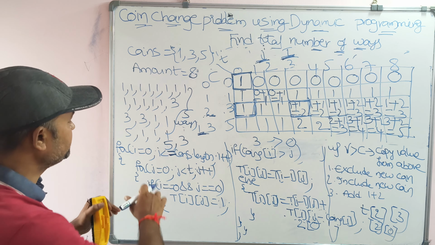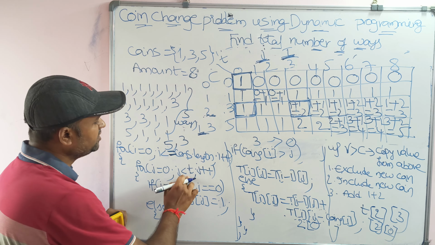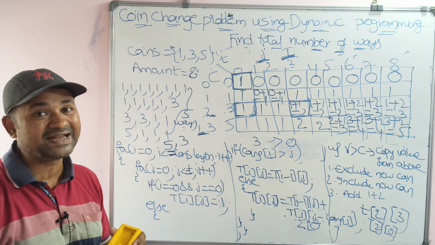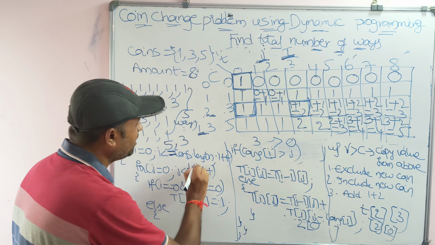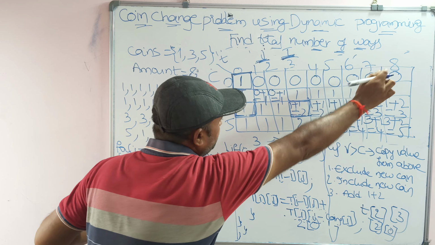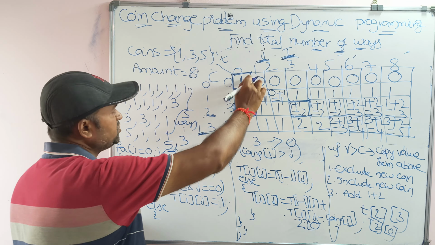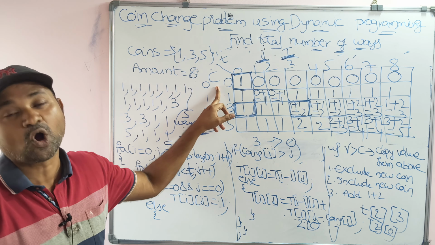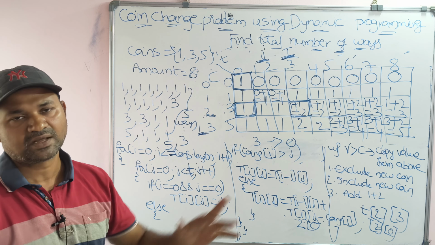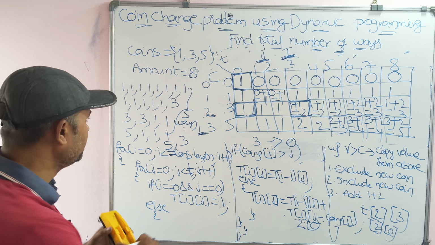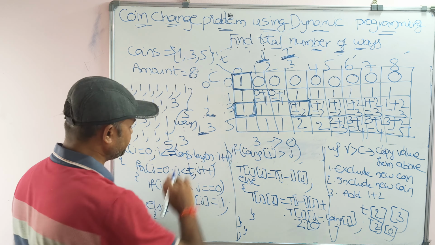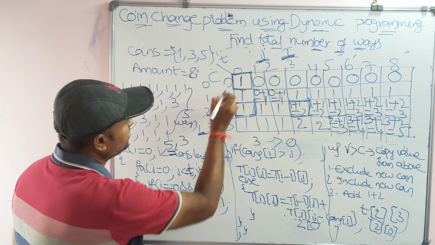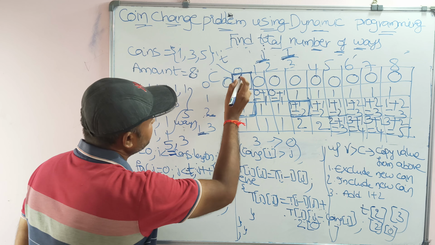Next, columns operation. So for j is equal to 0, j less than total, or we can write as j less than or equal to total. Total, or this amount. So here what is the amount here? It is 8. So from 0 to 8 it will proceed. So here row means coins, whereas columns means total amount. Next, let's see the first condition.